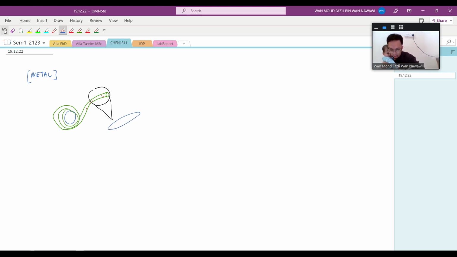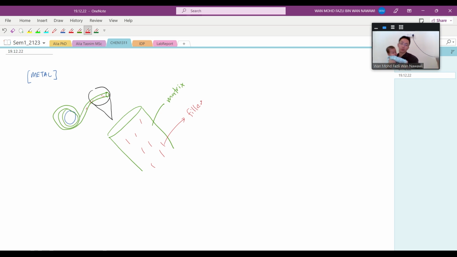Let me draw in the green. So let's say this, and then you have a metal particle inside. So this is what we call the matrix. The green one here, we call it the matrix. This maybe we can call the filler.